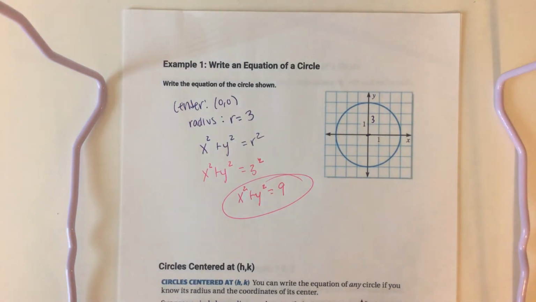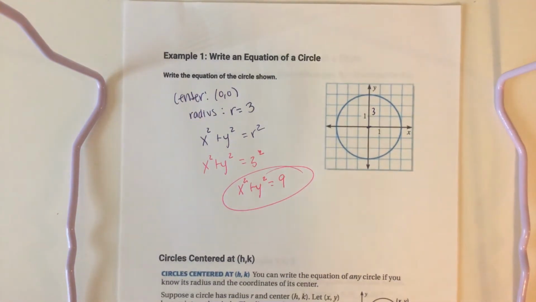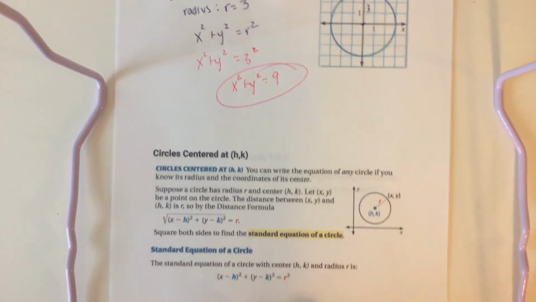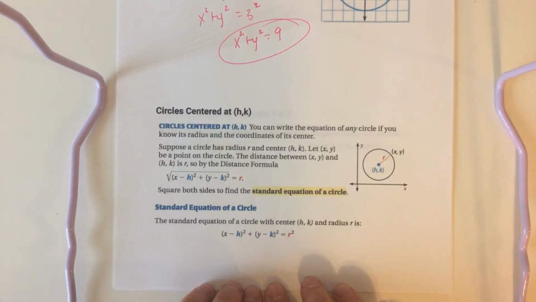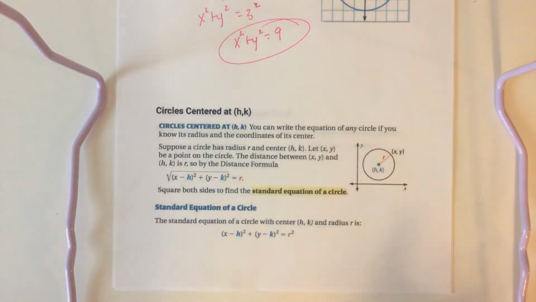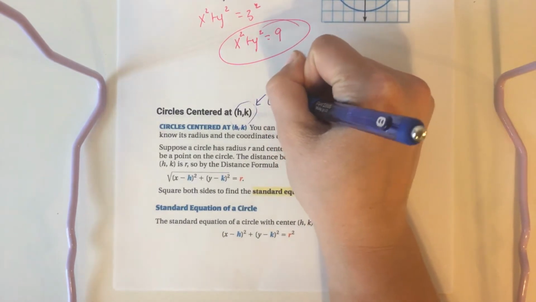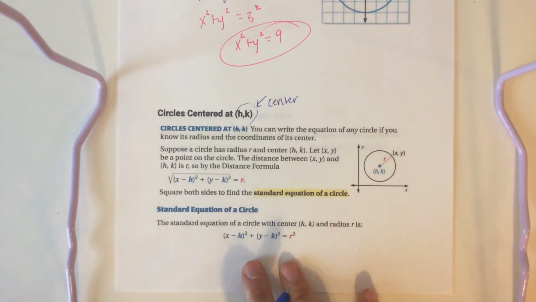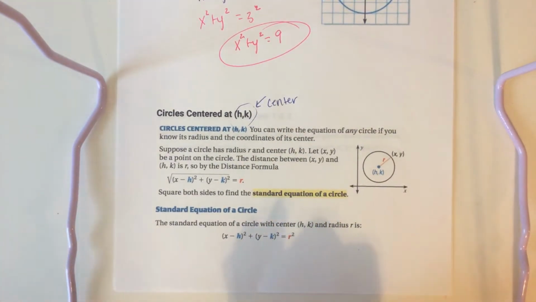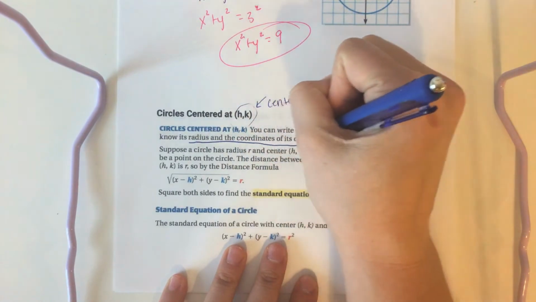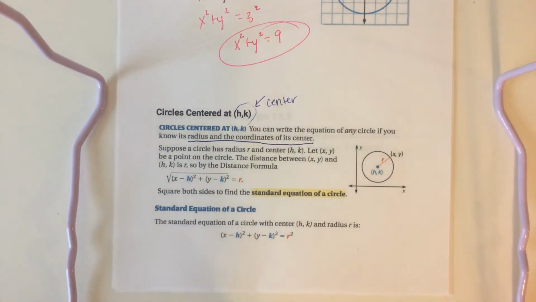Where it gets a little bit more difficult is when it's not centered at the origin. It's not right smack dab in the middle of our coordinate grid. And we say these circles are centered at h comma k, and we just use this to show our center. I'm just kind of reading along with me here. You can write the equation of any circle if you know its radius and the coordinates of the center. So you need two things to write the equation of the circle, the center and the radius.